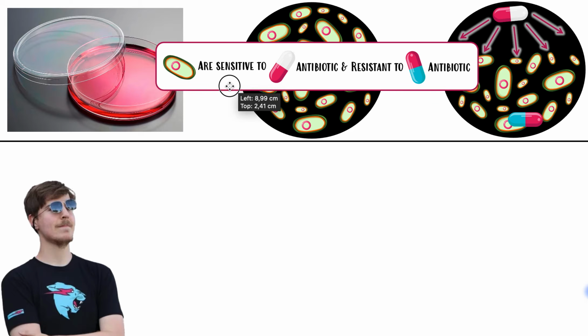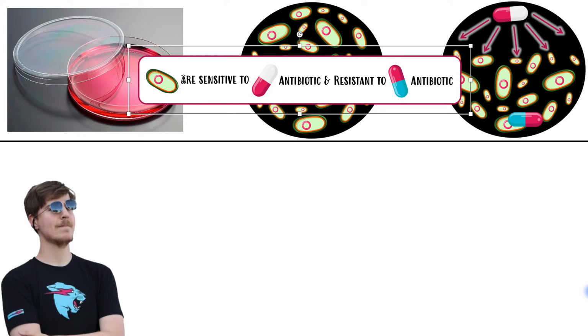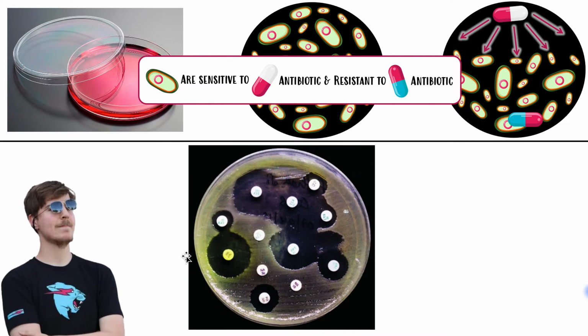So we can see in this one, these bacteria were sensitive. Sensitive means they get affected very easily. They get killed very easily by this antibiotic, but it was resistant, meaning they don't get affected by this antibiotic.